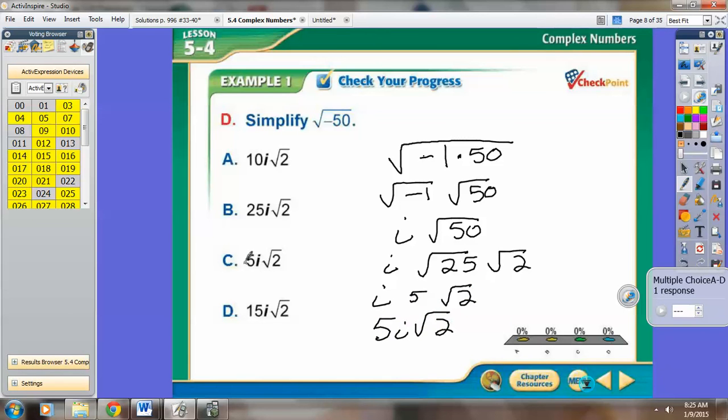Excellent job. Do you feel like you need another one, or are you good on these? Everybody got it right, so let's go ahead and move on.